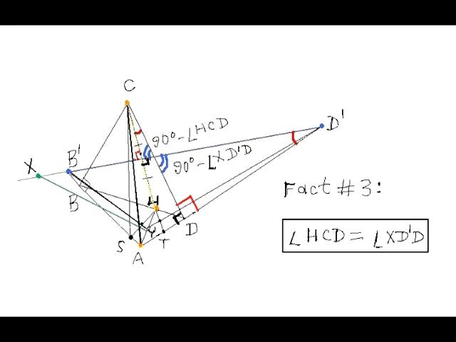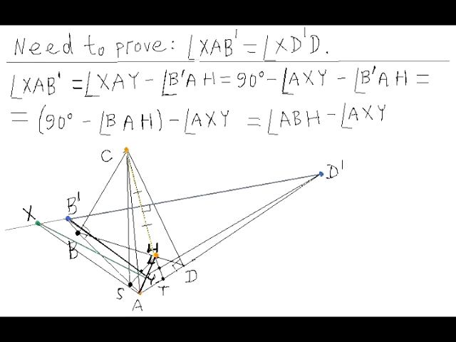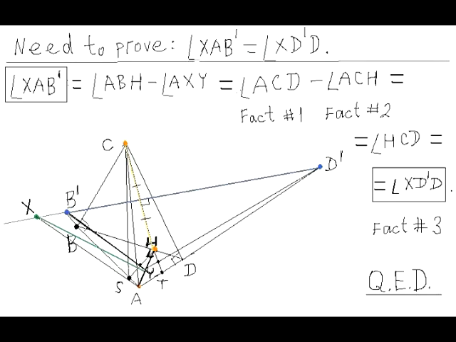From that, we have two similar triangles whose internal angles are marked with red and blue colors. The remaining angle arithmetic is self-explanatory. We're done.